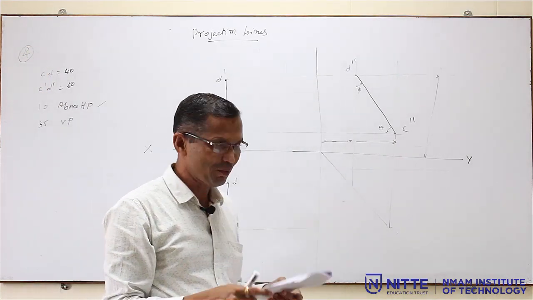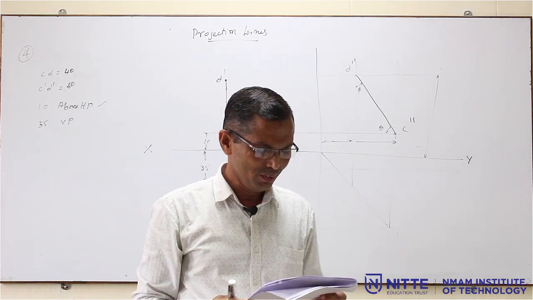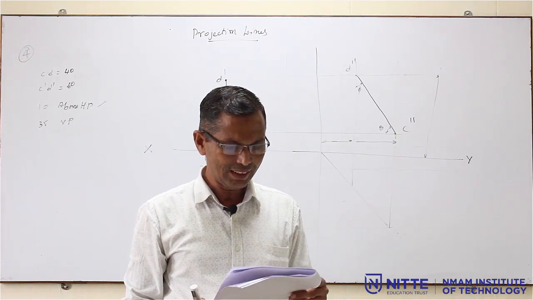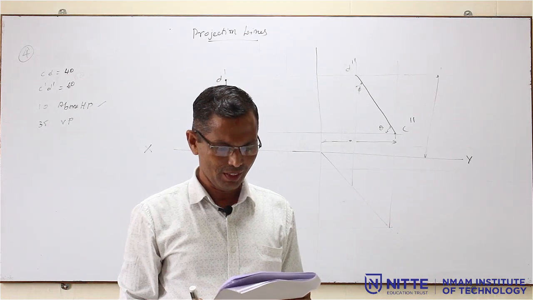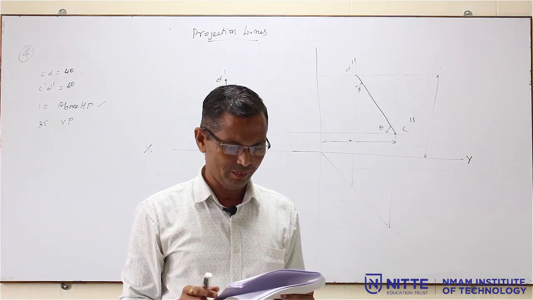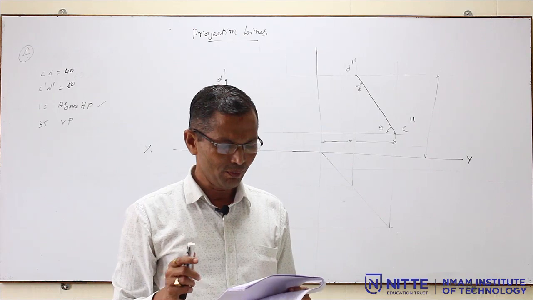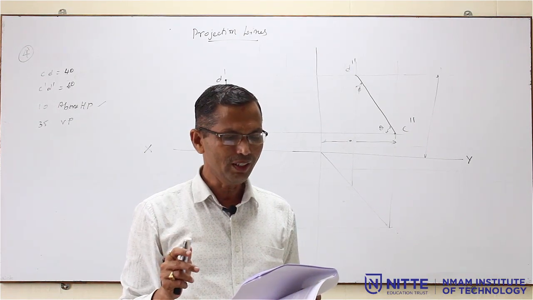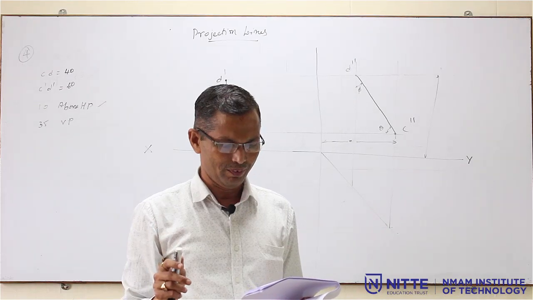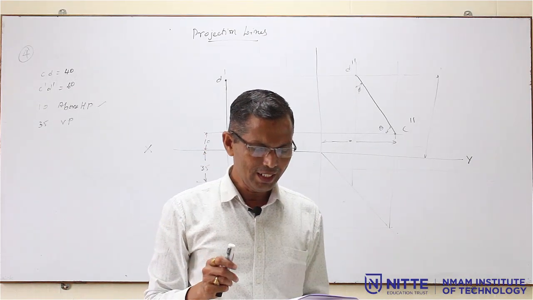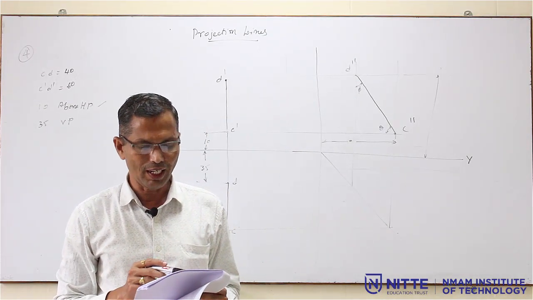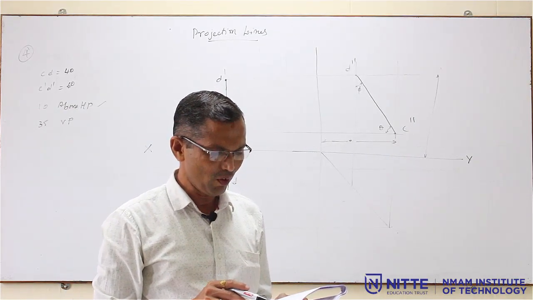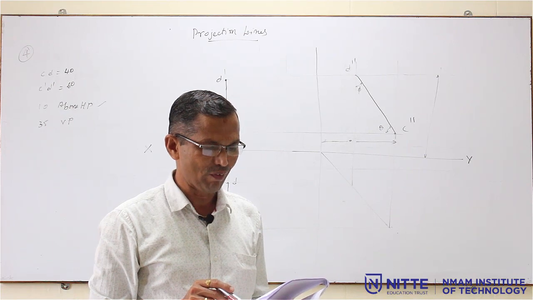Now, we will go for the next problem, the fifth problem. A straight line PQ 70 mm long has its end P in VP and end Q in HP. The line is inclined at 30 degrees to HP and 60 degrees to VP. Draw its front view, top view and profile view.